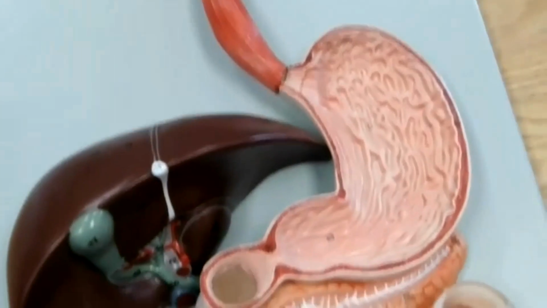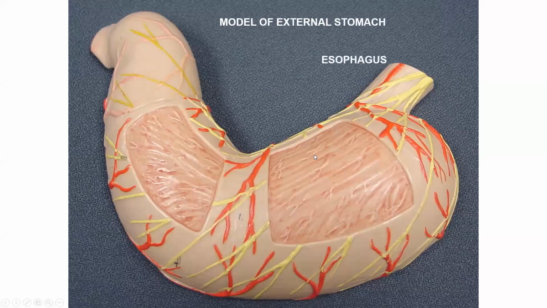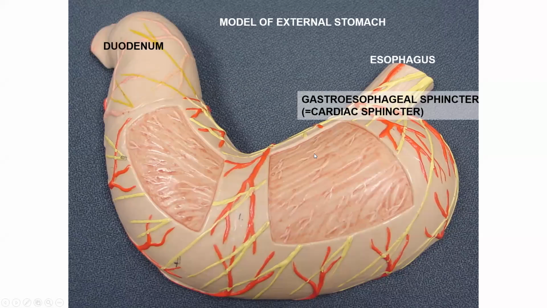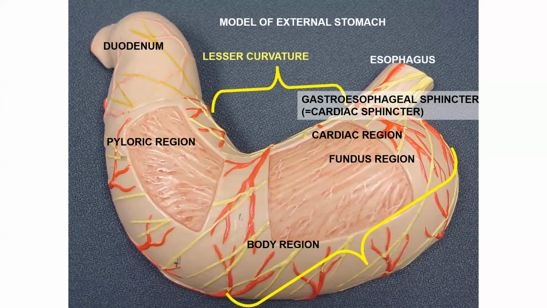We call it a J-shaped structure. It sits on the left-hand side of the abdominal cavity, right underneath the diaphragm, directly across from the liver, which is on the right side. So now let's go back to our stomach. Here's our stomach again. We see the esophagus, the duodenum, the gastroesophageal sphincter, otherwise known as the cardiac sphincter, cardiac region, fundus region, body region, pyloric region, lesser curvature, greater curvature.